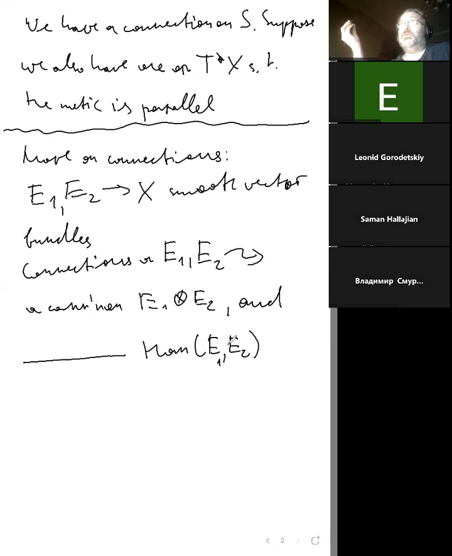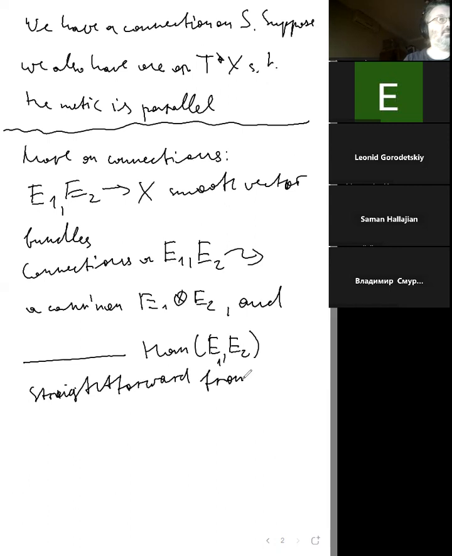Well, it's pretty straightforward what these are if we use the second definition of a connection. Suppose we have a family of linear isomorphisms between the fibers, then we can take the tensor product. We get a family of isomorphisms of the fibers of the tensor product, and it works similarly for the homs. This is straightforward from the second definition of a connection.